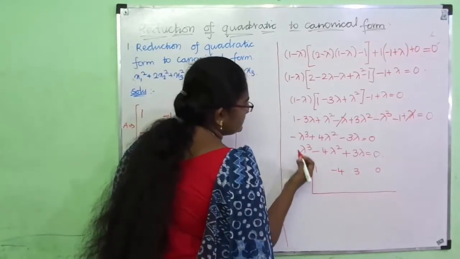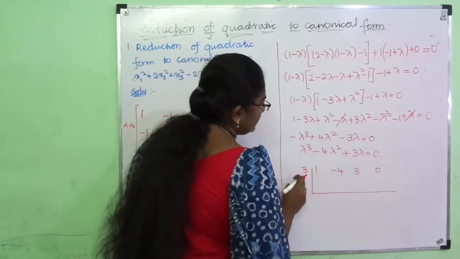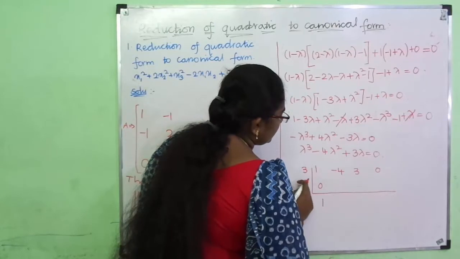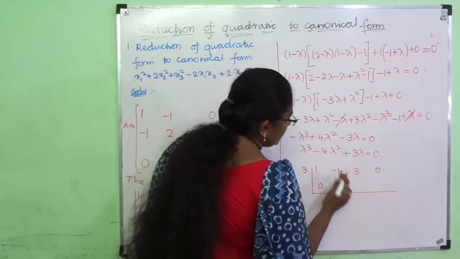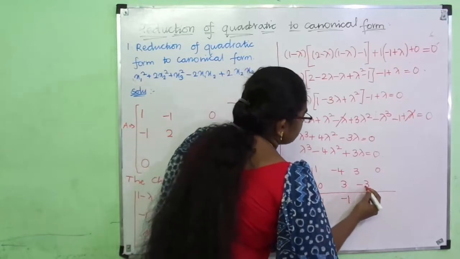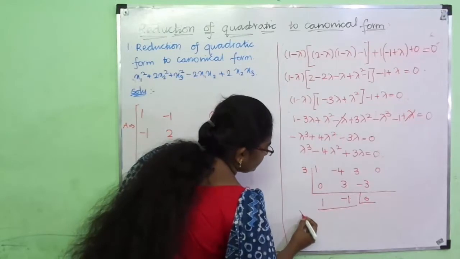Here I have substituted already and found 3 as a root. I am writing it directly. Here put 0. 1 plus 0 will be 1. 1 into 3 is 3. Minus 4 plus 3 will be minus 1. 3 into minus 1 will be minus 3. 0. This is the reduced form of the equation.